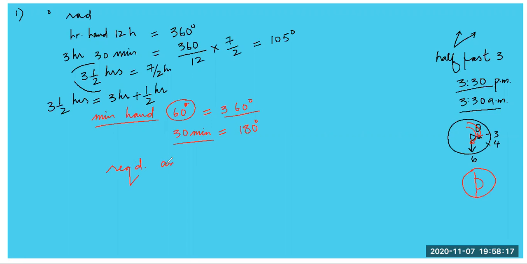So what will be the required angle? It will be the angle traced by the minute hand minus the angle traced by the hour hand. So that is equal to 180 minus 105. So that will be equal to 75 degree.